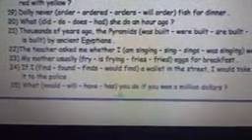Number 24, if I found a wallet in the street, I would take it to the police. After if, the second conditional, we use what? We use the past form. So we say, if I found a wallet in the street, I would take it to the police.